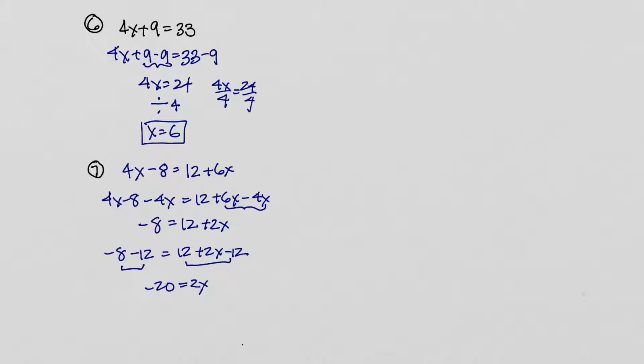What are we going to do now to eliminate that 2? We're going to divide by 2. So let's do it. Negative 20 divided by 2 is negative 10. And 2x divided by 2 is just equal to x. There we go. So we're saying negative 10 is our x, or if you like, you can say x is negative 10.